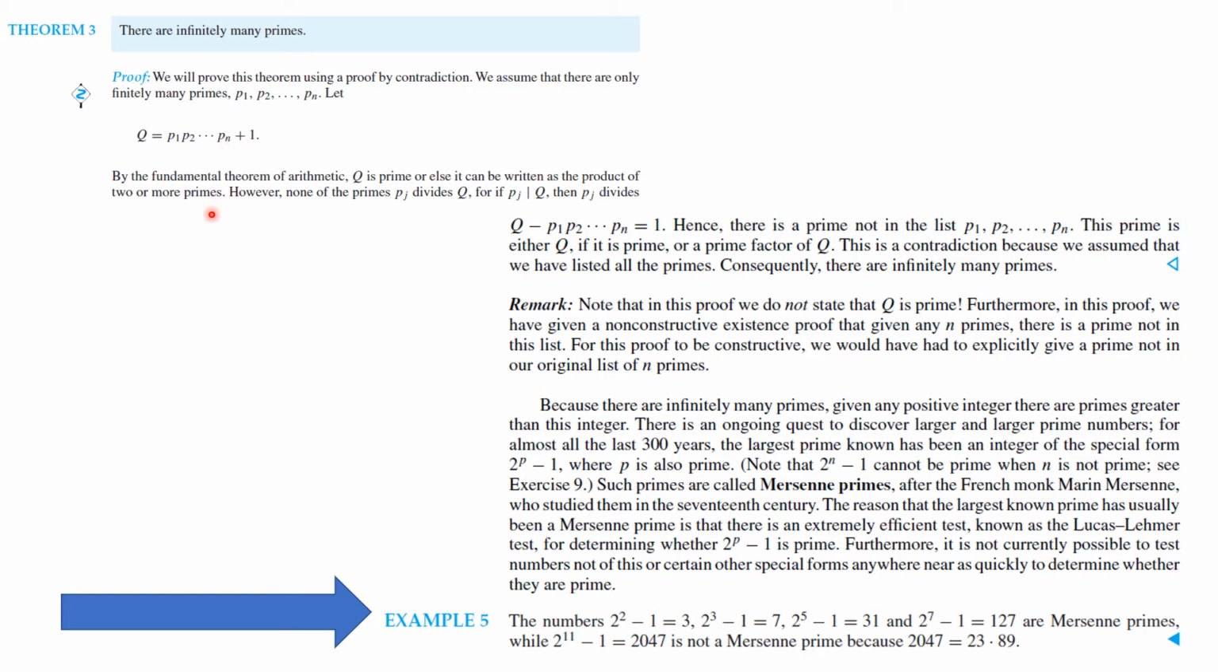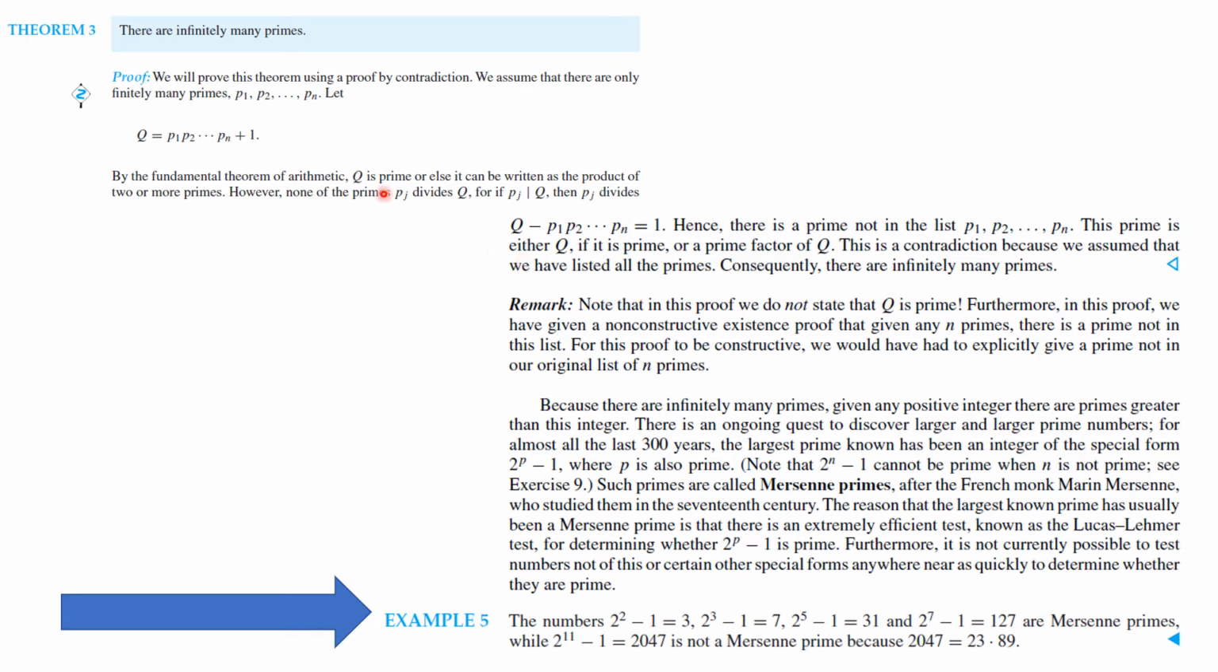Now by the fundamental theorem of arithmetic, Q is prime, or else it can be written as the product of two or more primes. However, none of these primes divides Q, because every time we try that, we get a remainder of 1. Hence, there is a prime not in the list. This prime is either Q, if Q is prime, or it's a prime factor of Q. But this is a contradiction because we assumed we had listed all the primes already. Consequently, there are an infinite number of primes.